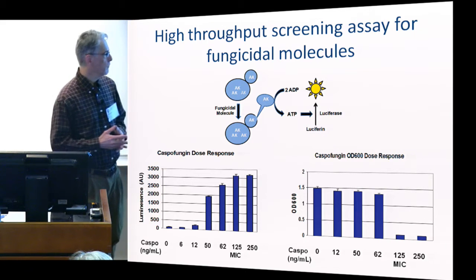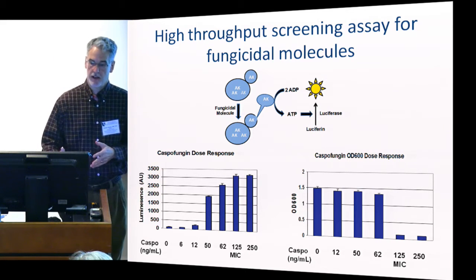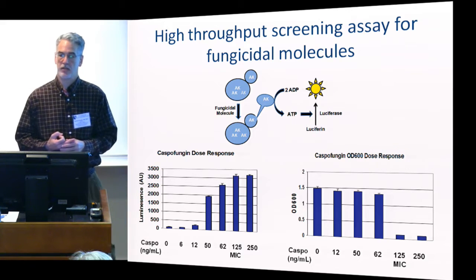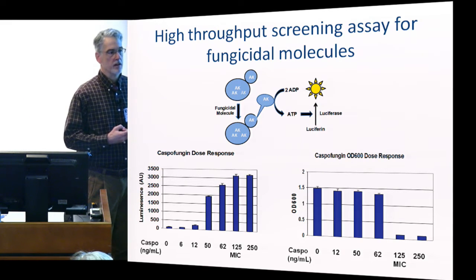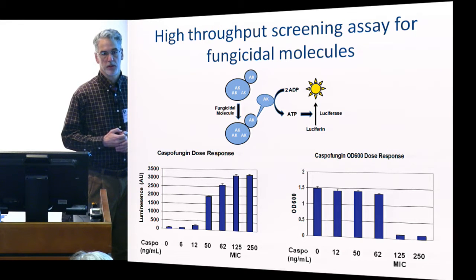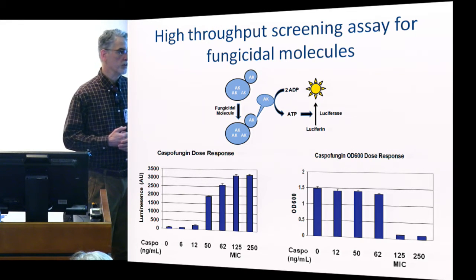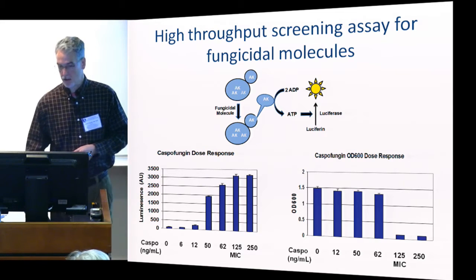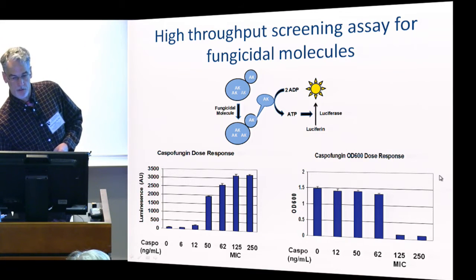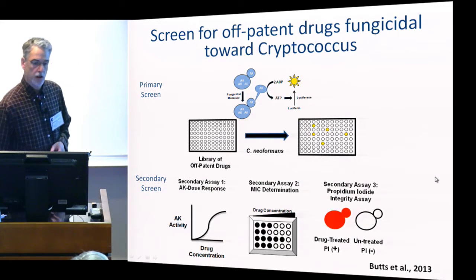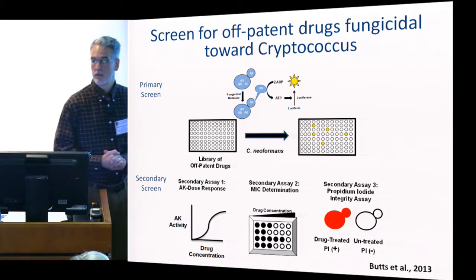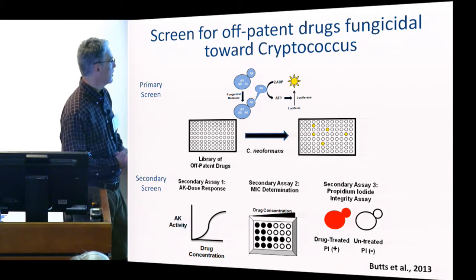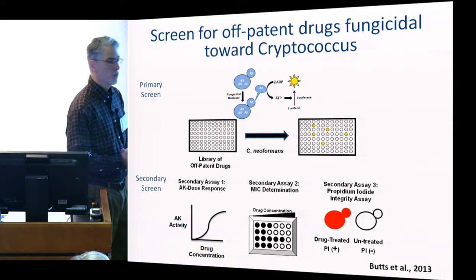So what I'm going to tell you about today now is 3 sort of vignettes of how we've used this assay to screen different libraries and have identified 3 different types of molecules which have fungicidal activity. And the first one, so we started out by screening off-patent drugs. We've heard about this before in yesterday's talks. And basically, this is repurposing.